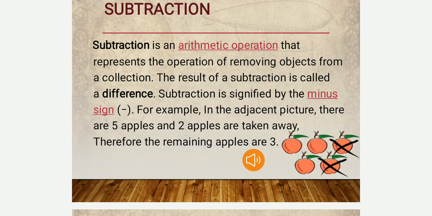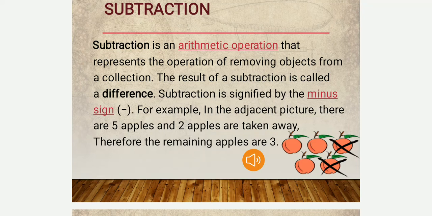Subtraction is an arithmetic operation that represents the operation of removing objects from a collection. The result of subtraction is called a difference. Subtraction is signified by the operator minus sign. Now let us see the example.